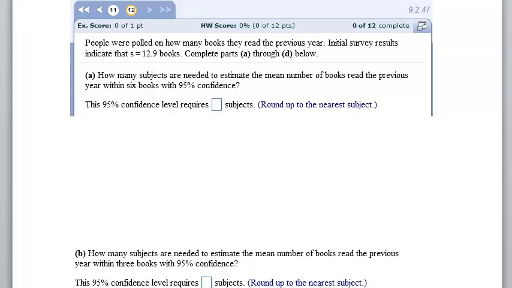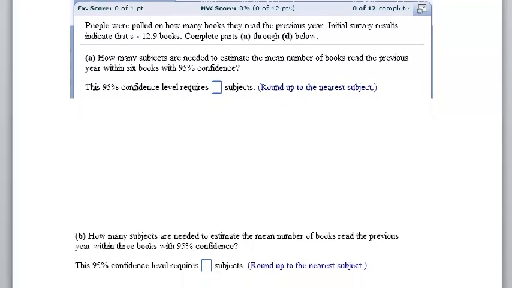Okay, for this problem, people were polled on how many books they read the previous year. Initial survey results indicated that S equals 12.9 books, so the standard deviation is 12.9. Complete parts A through D. I'll do the first two parts for you, help you out.